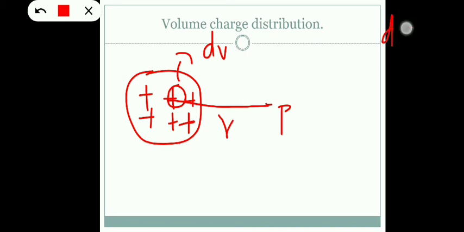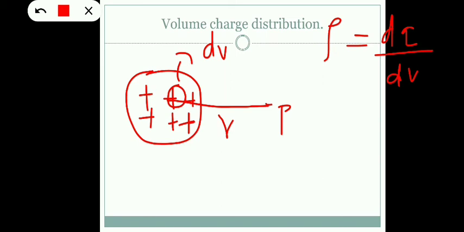Consider a small volume because it consists of an infinite number of charges. So we need to consider charge per unit volume, and consider a small volume dV here and consider a point P distant r from this sphere. Let the amount of charge contained in this small volume dV be dq. So we need to consider charge per unit volume, and this charge per unit volume can be equated to a new concept, that is rho, the volume charge density. So volume charge density is charge per unit volume.